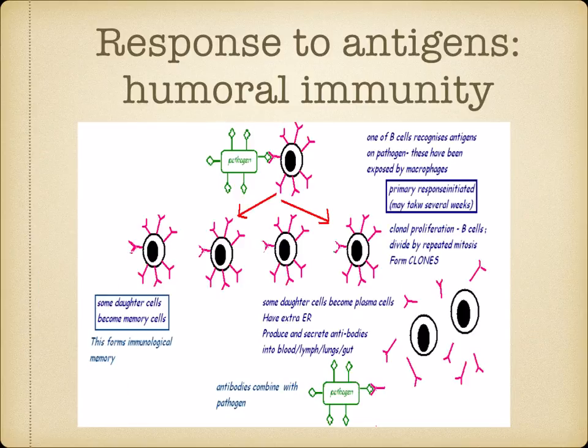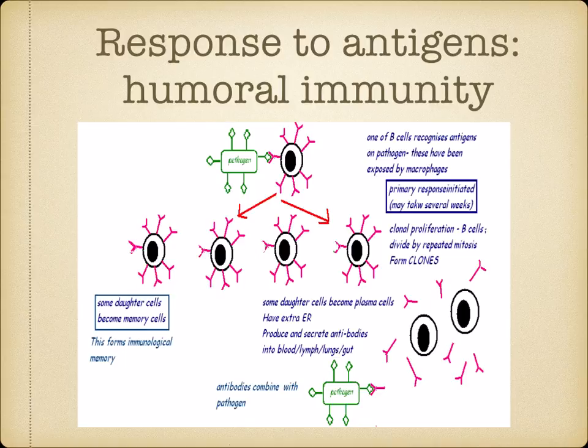Okay, looking at the different steps in the humoral immunity. A pathogen has got surface proteins that we call antigens. So here you can see the pathogen in green. It is these that the cell surface receptors of the B cell recognize, and a primary response is initiated whereby the B cells will divide repeatedly by mitosis, forming identical clones. So this is called clonal selection.